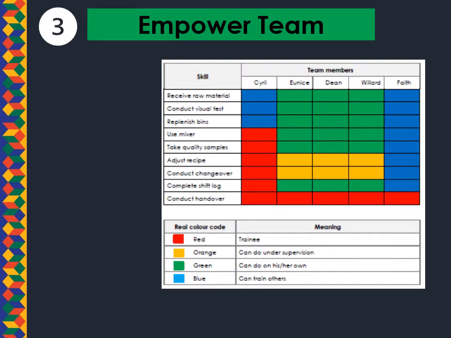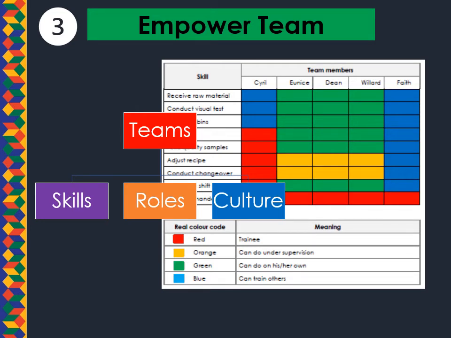Step 3, empower team. And what you are looking at here is a list of the quality of skills possessed by team members. To empower a team, the supervisor needs to ensure the team has the appropriate range and quality of skills, also that the team members are placed according to their natural roles, and I'm referring here to personality. And then lastly, the supervisor needs to ensure that the team adopts the appropriate culture or habits.